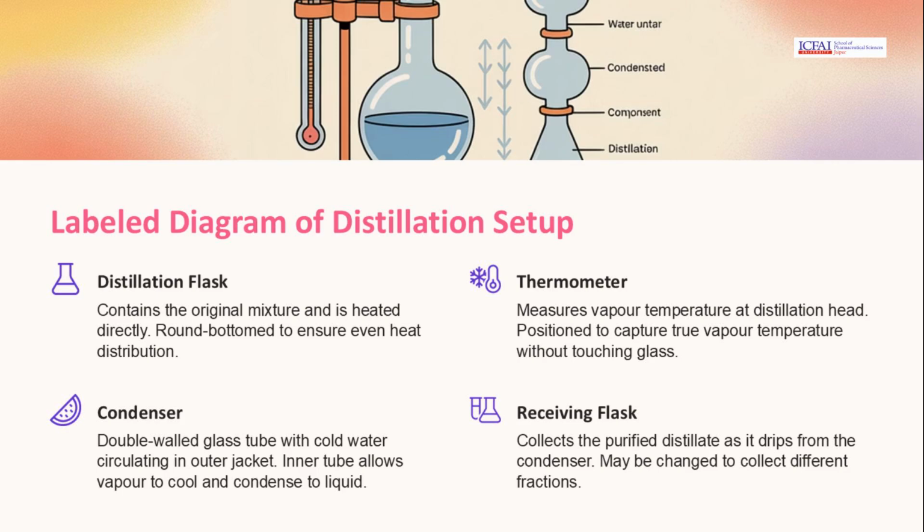A labeled diagram of the distillation setup highlights the key components: distillation flask, condenser, thermometer, and receiving flask. Understanding their roles is essential for grasping the distillation process and ensuring successful operation.